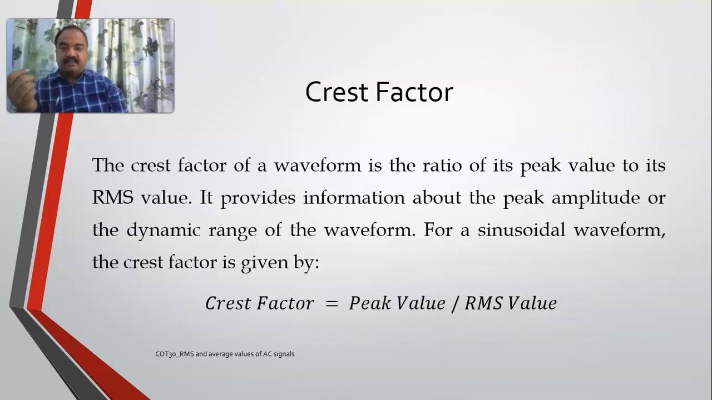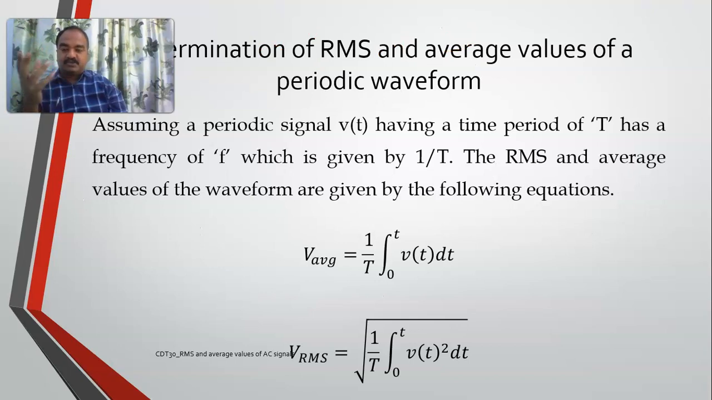Okay. The other one is the crest factor. Crest factor is peak value by RMS value, or I call it maximum value by RMS value. Okay. Try to remember. Form factor is RMS by average. Crest factor is peak value or the maximum value by RMS. Okay. So these are the definitions which you are supposed to remember.